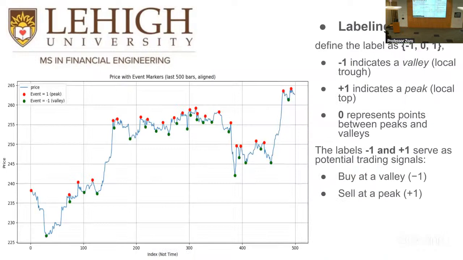For the labeling, we wouldn't want to predict just the price of the stock, but we would want to predict the signal. So we define a label whereby -1 represents a valley, +1 represents a peak, and 0 represents in between the peaks and the valley. These signals are not only serving as a normal signal, but they are also helping you show a trading signal as to when to buy and when to sell. Xenia will take us through each of the models and what we've achieved so far.